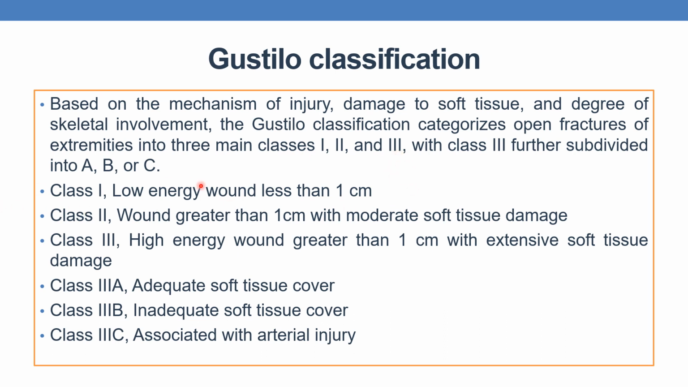Coming to class 1, the definition is a low energy wound less than 1 centimeter. Class 2 is a wound greater than 1 centimeter with moderate soft tissue damage. Class 3 is a high energy wound greater than 1 centimeter with extensive soft tissue damage. Coming to the subcategories of class 3, class 3A indicates adequate soft tissue cover, class 3B indicates inadequate soft tissue cover, and class 3C indicates association with arterial injury. Whenever an open fracture is associated with arterial injury, it comes under class 3C.